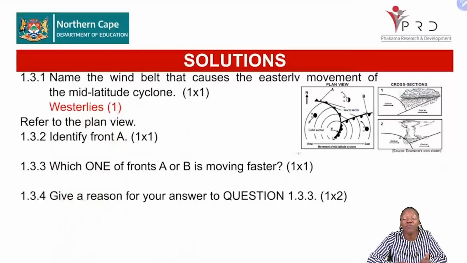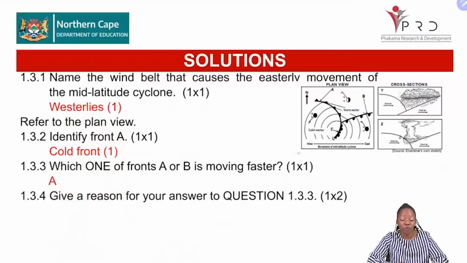Then at 1.3.2, you were supposed to refer to the plane view. Number one, you identify the front labeled A. Looking at the symbol, it is a cold front. Then number three, which one of fronts A or B is moving faster? You will remember that the cold front is faster than the warm front. So therefore, it is front A.